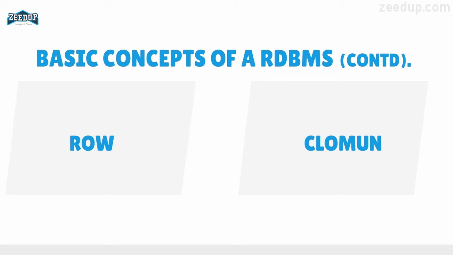The fourth concept is a column, which is a vertical entity in a table and contains all the information associated with a specific field in a table. So a field can also be considered a column that tells us that this kind of information needs to be stored in the table.